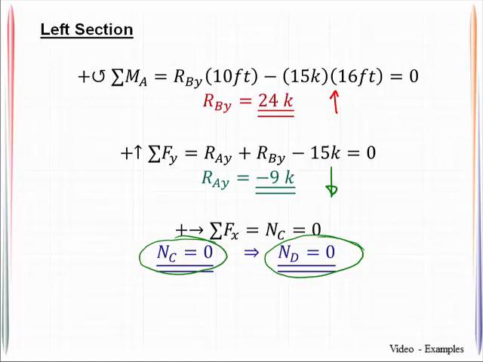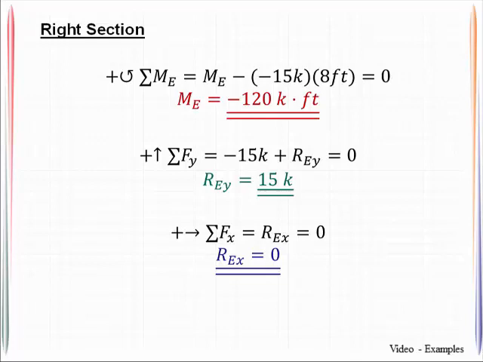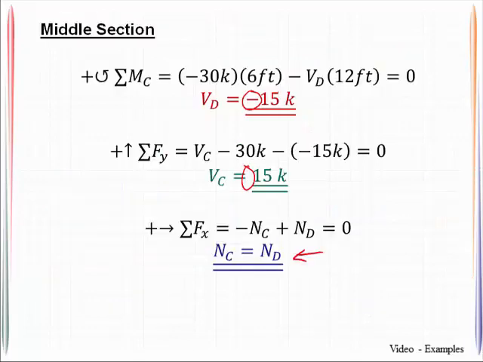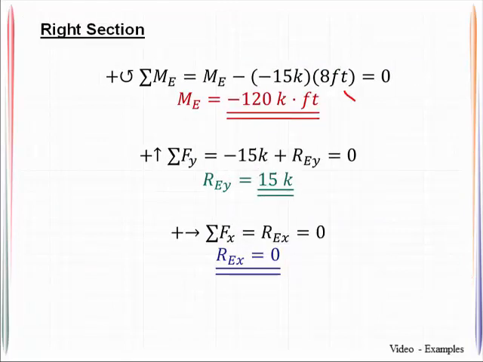Let's finish this example out now by looking at the rightmost section. There's our 3 equilibrium equations solving for the 3 remaining unknowns that we have present there. And so what remains is to just go ahead and provide an interpretive arrow. So ME, we decided, was that negative 120 kip feet. And so since it was negative, we know it's actually going in the other direction. REY is positive, so it's going up. And we definitely don't need an interpretive arrow for REX because it is 0 and has no specific direction.